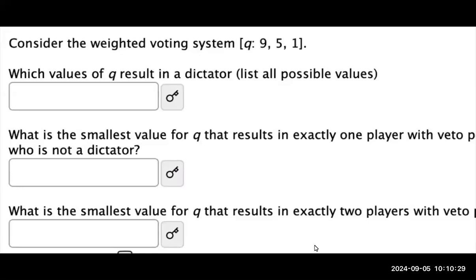The quota Q has to be between... let V be the total number of votes. So that is 9 plus 5 plus 1. I added the weight of all the players, and that equals the total votes of the voting system. 9 plus 1 is 10, plus 5 is 15. So that's 15.